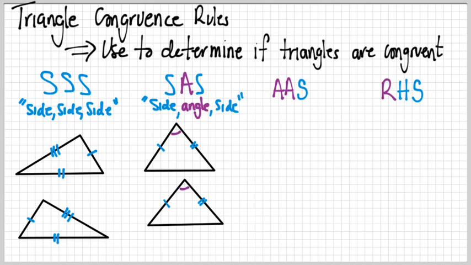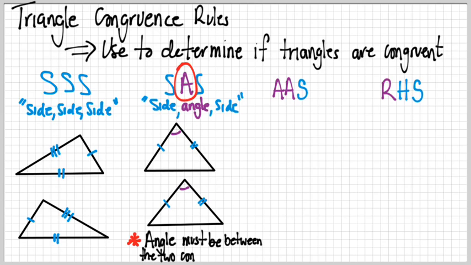Now, an important note with this one, the A is always between the two sides. It's always side angle side, and that angle has to be between the two sets of congruent sides on each triangle. Okay, so if we knew these two sides and we knew this angle was congruent to that angle, it may or may not be a congruent triangle. Okay, in order to know, we have to know the angle between the two sides is congruent to the corresponding angle on the other one. Okay.